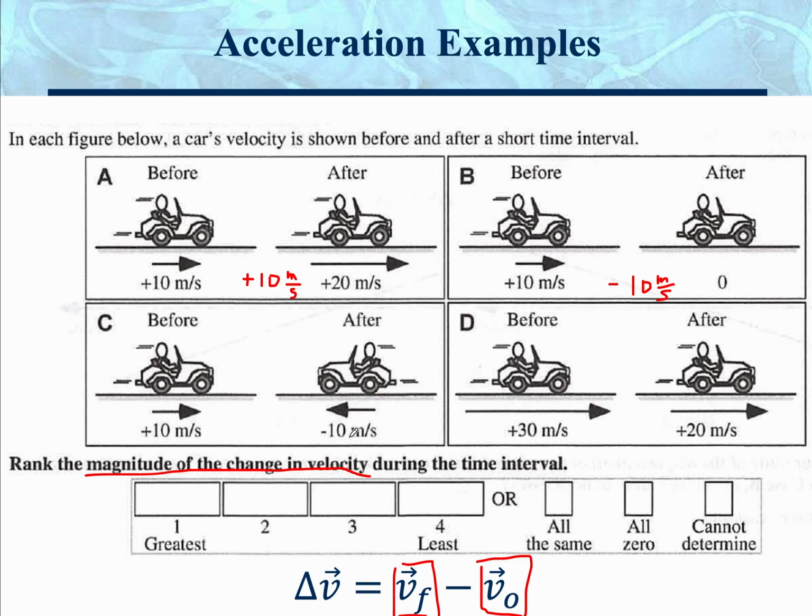And then this one goes from 30 to 20. So this would be negative 10 meters per second. For C, the final is negative minus the initial, which is positive. This one's negative 20 meters per second. And since we're only ranking the magnitudes, not the actual signs, the answer on this one is C is the greatest, followed by A equals B equals D, which are all the same.